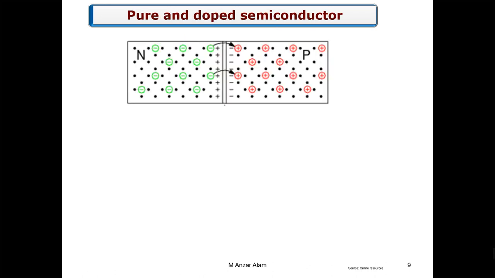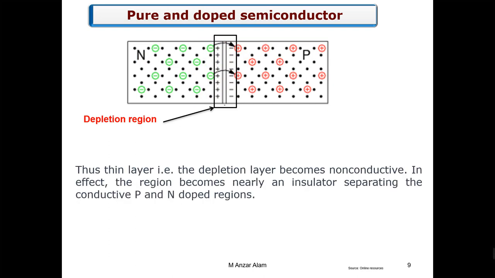Pure and doped semiconductors. This is the same figure. Here we have seen the positive charge, the negative charge. It will have a thin layer, the depletion region. Thus, the thin layer, that is the depletion layer, becomes non-conductive. This is the important property, as we said many times. I am repeating it because this is a really important property: due to this depletion region, this whole crystal will become non-conductive, with no flow of electrons.